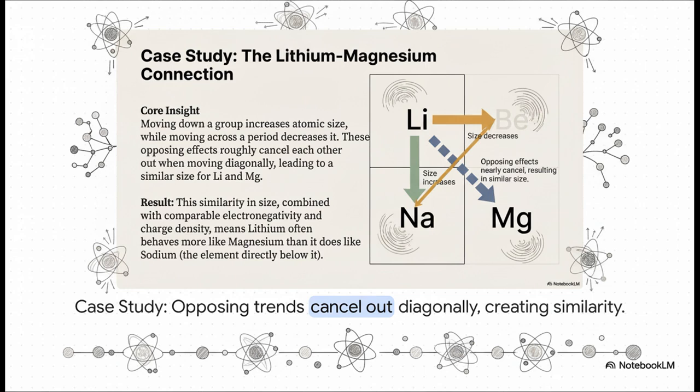And this is a huge deal. It's why lithium actually behaves more like magnesium in things like batteries and alloys than it does like sodium, which is in its own family.